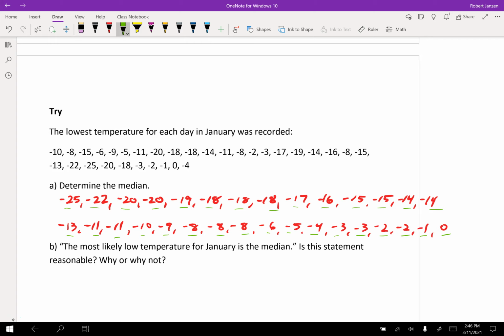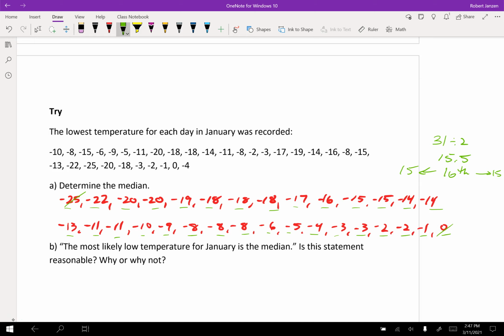All right. So we could do what we did last time. We could start crossing off the first and the last. Or if you said, I want 31 divided by 2, this gives you 15.5. This tells you that the middle number is actually going to be the 16th number. Okay? Because that would give you 15 that are smaller and 15 that are greater. Okay, so we're looking for the 16th number.